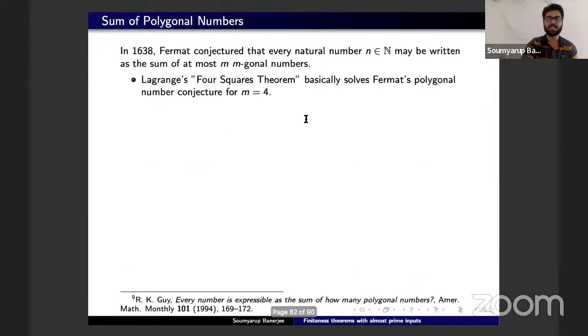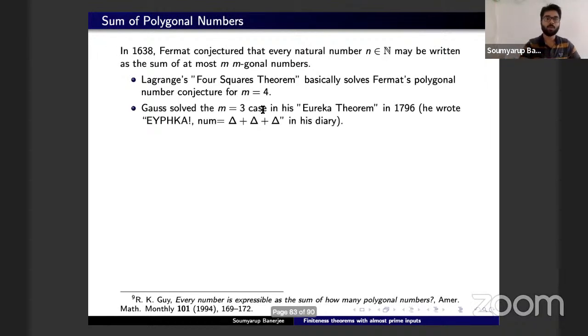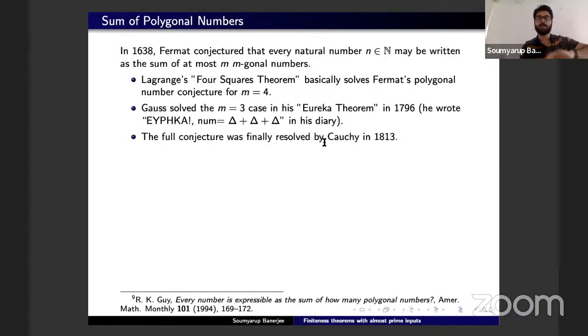So what Lagrange has proved is that any number can be written as a sum of 4 squares. That is exactly Fermat's conjecture for m equal to 4, that any number can be written as a sum of 4 polygonal numbers. This is the same as Lagrange's four square theorem. Gauss solved the case for m equal to 3 in his Eureka theorem. And finally, the full conjecture was resolved by Cauchy around 1830.